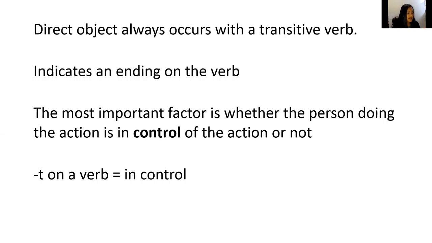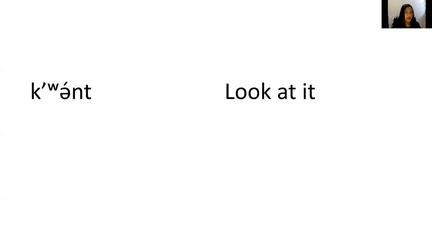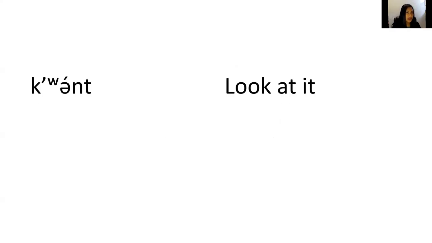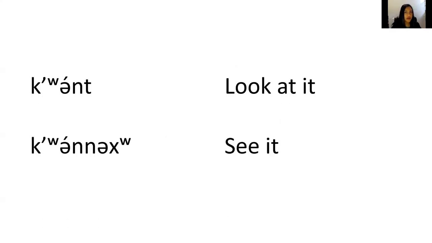Where English uses two separate verbs to show this on purpose versus accidental idea, Klallam uses different verb endings in the object pronouns. So the ending with a T on a verb indicates that the actor is in control, and the ending with the nu suffix on the verb indicates that the actor is not in control. For example, quant and quanu. Quant, quanu.